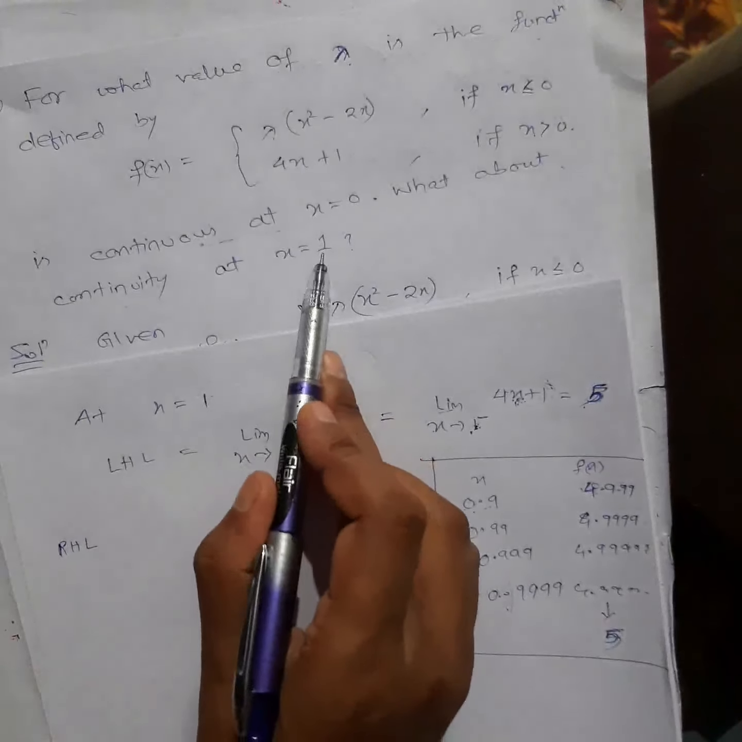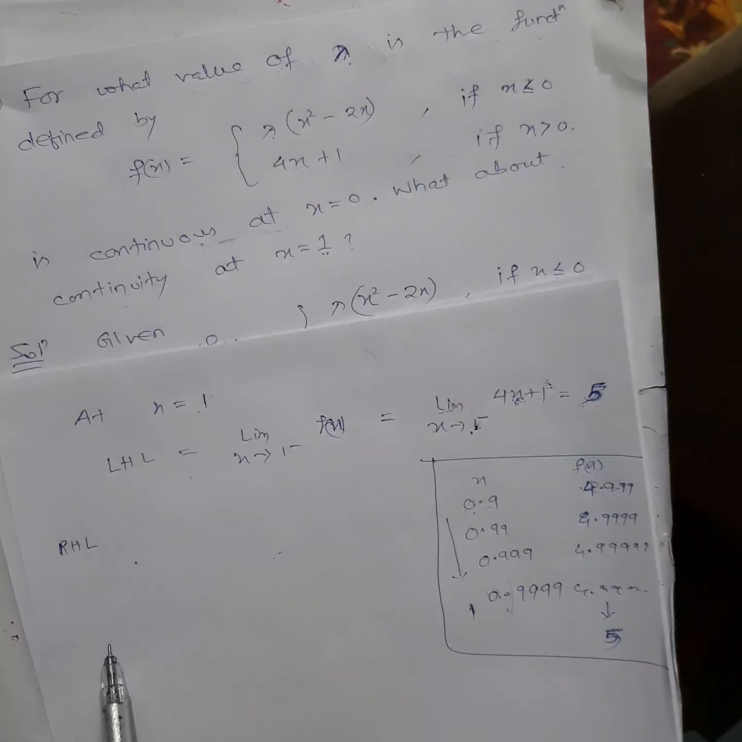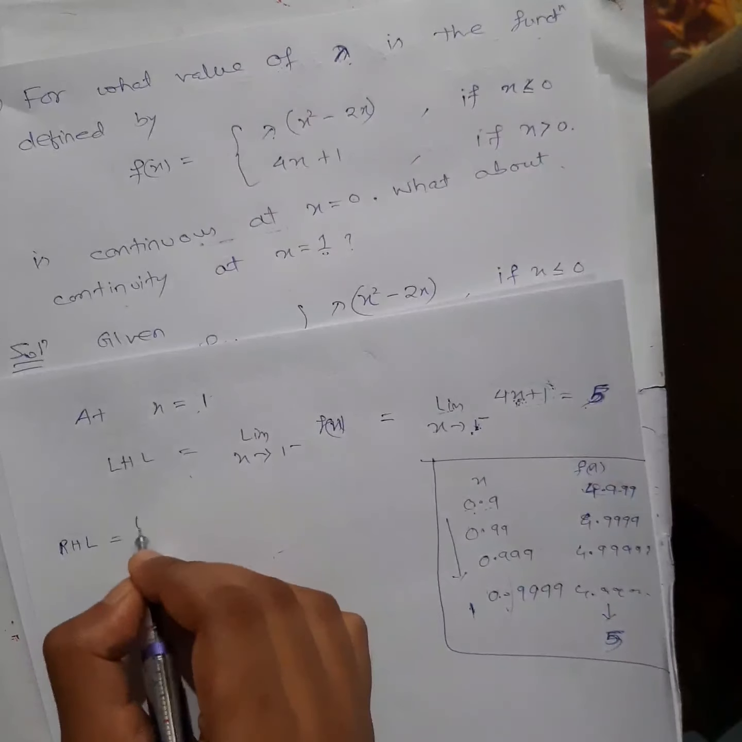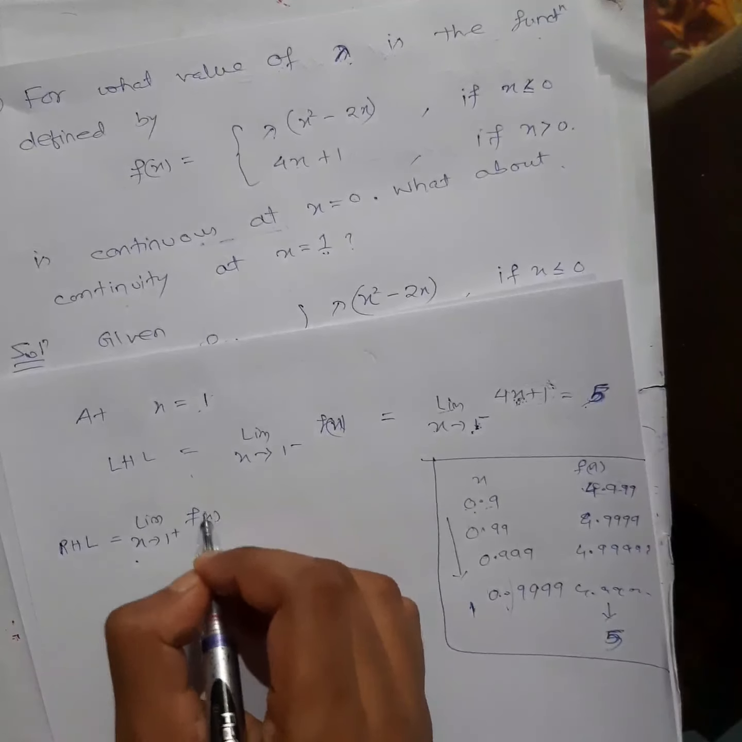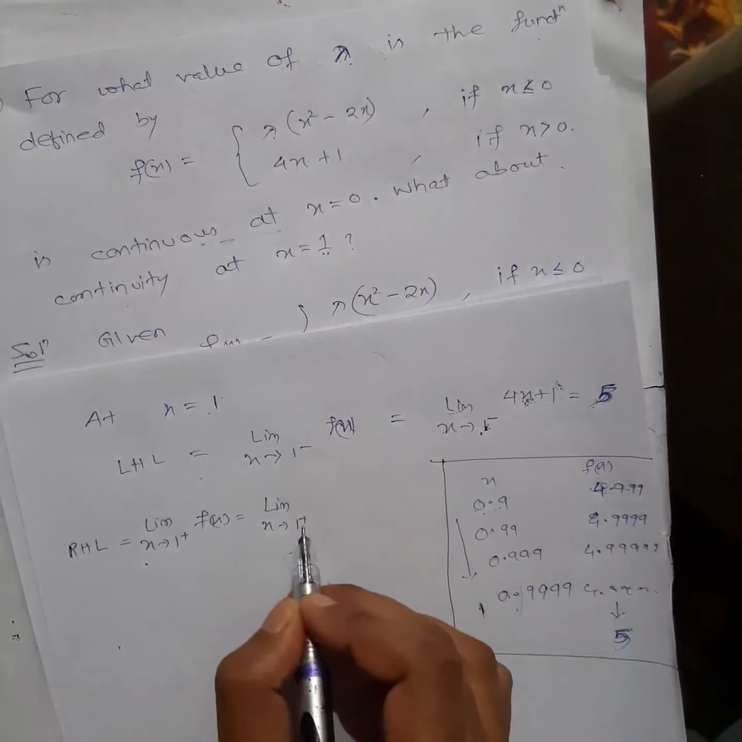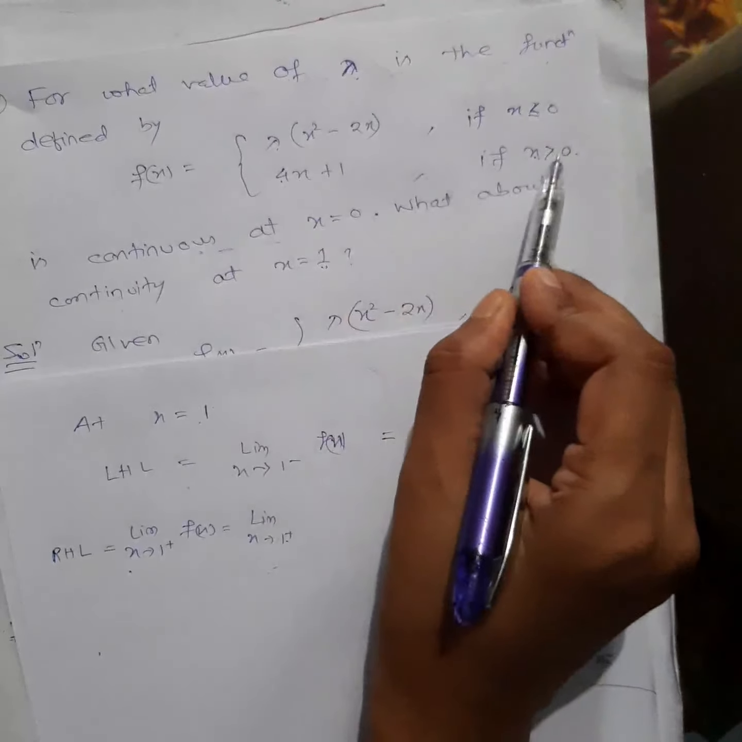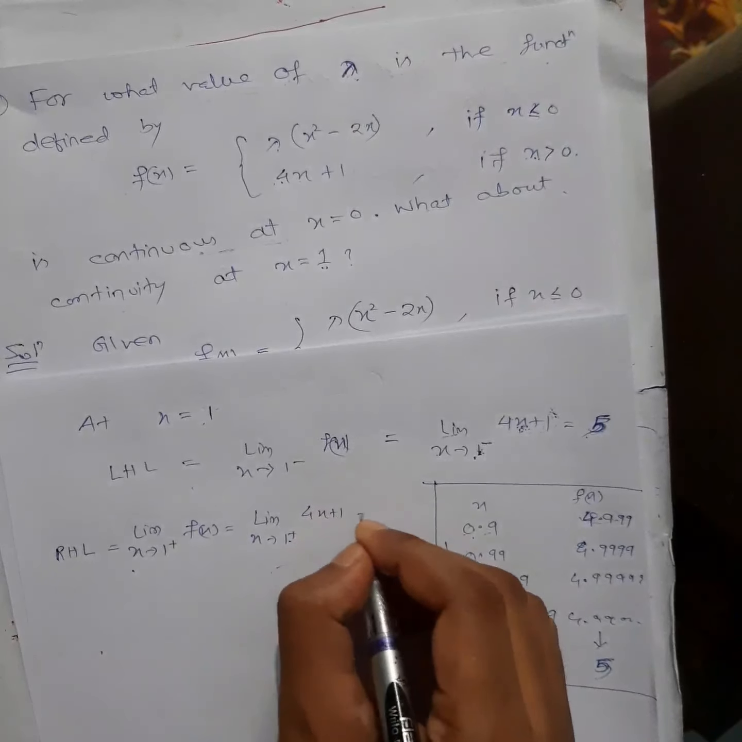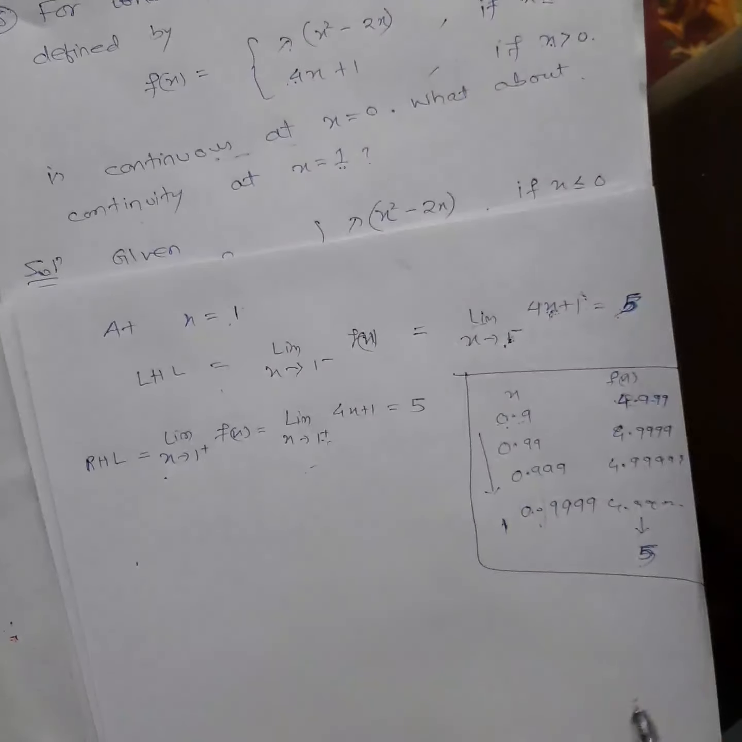You have to check continuity at x equal to 1. So at x equal to 1, if your left hand limit, right hand limit and f of 1 are the same, then it will be continuous. So right hand limit, limit x tends to 1 plus of f(x). 1 plus means you are taking greater than 1. So greater than 1 means which function? This one, x greater than 0. Again 4x plus 1. So obviously you will get 5 only. We put 1 directly, right? So try to understand this also with tabular form.